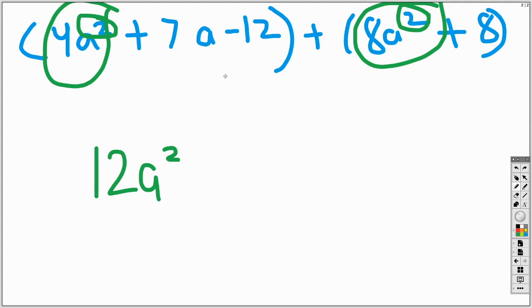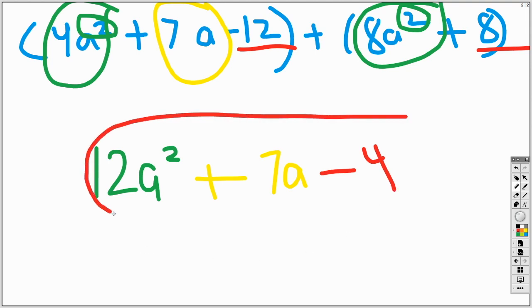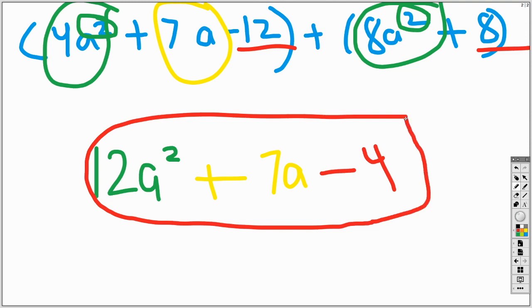Whenever you do this, I'd recommend using different colors. It just helps me. Nothing for 7a, nothing here, so this would be plus 7a. And then minus 12 and 8 are the same kind of term because they don't have any variables, so this would be minus 4. So this is literally the answer. Ta-da!